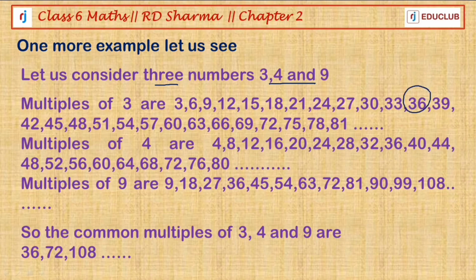So we will find the common multiples. Look, here 36 is there, here also 36, here also 36. So 36 is a common multiple. Similarly, here 72 is there, here 72, here 72. So this is a common multiple. Similarly, 108 is a common multiple and we'll get more common multiples. So these are common multiples.